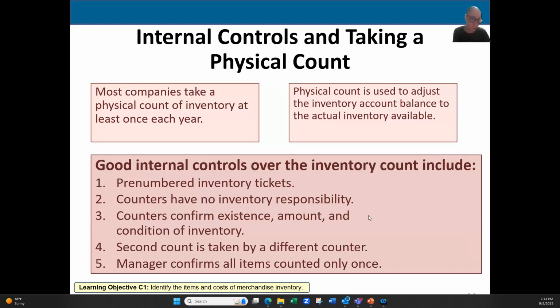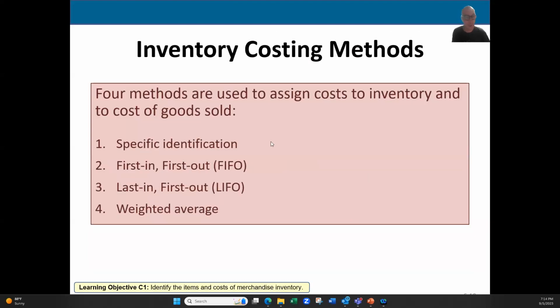It's a good internal control process. Here is where I'm going to spend the most of our time talking today. Inventory costing methods. Inventory costing methods are really important because they help us to value our inventory properly. There are 4 methods that are commonly used.